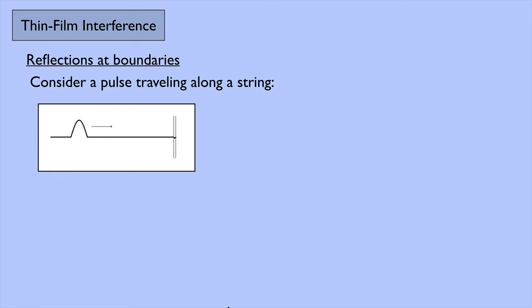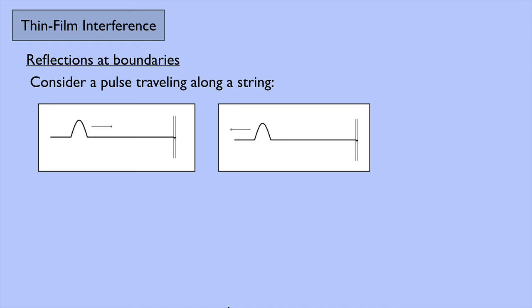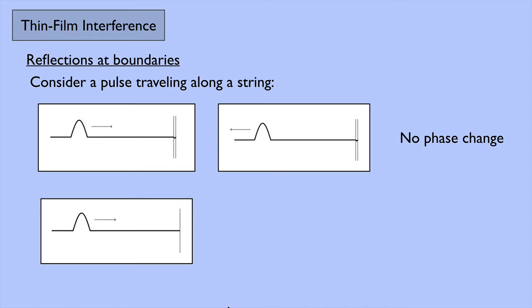Well, in that case, when the pulse reaches that pole, it's going to travel back in the same direction, and it won't be inverted. In other words, there's no phase change here. It just turns around. But if I have a pulse traveling on a string that's tied to a wall, so that the string is stuck right here.